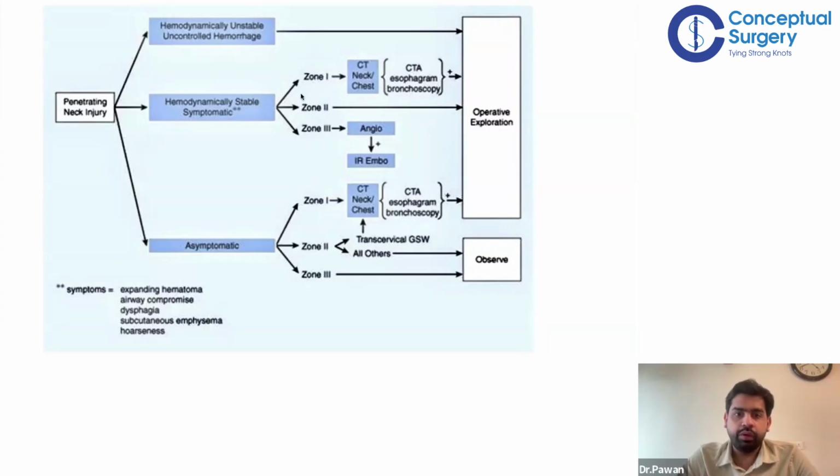What about zone two? If there is an injury to zone two, what does it mean? That you don't need any other investigation to be done, because this is the most surgically accessible zone, and the patients are having symptoms, meaning definitely there is some other injury. So let's go and operate on that particular patient. We are going to operate and see what the injury is, from where the bleeding is coming, and then we try to manage that.